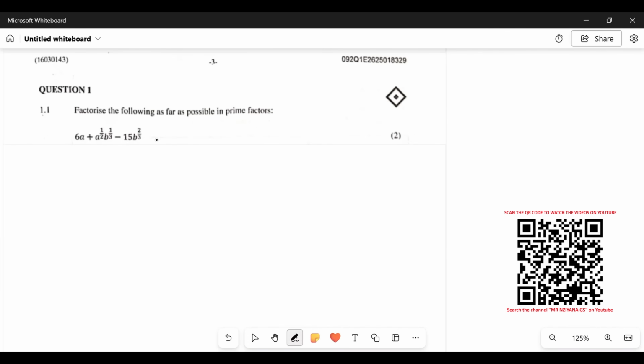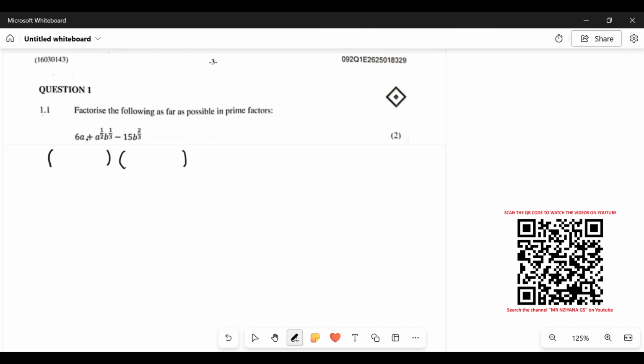Now let's look at question 1.1. This question is out of 2 marks. They want us to factorize the following as far as possible into prime factors. This one looks very confusing because the exponents are actually fractions, but this just means they are surds, guys. Now to factorize this, you have to open the bracket like this.